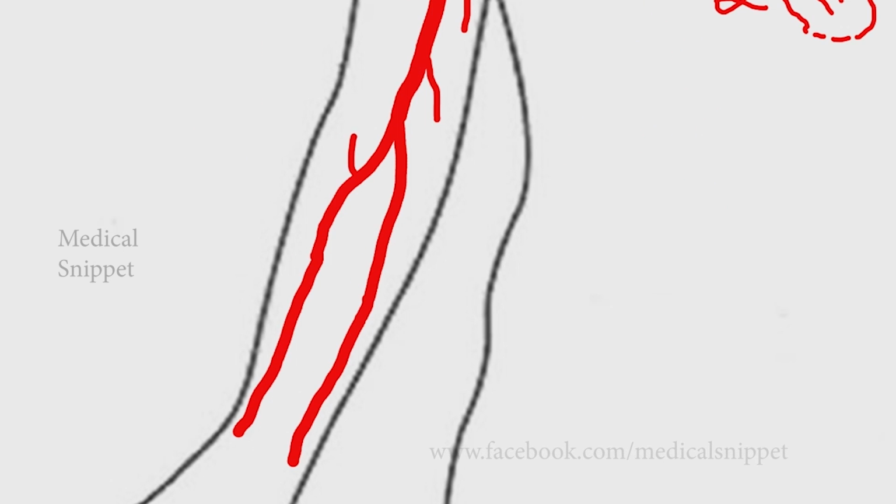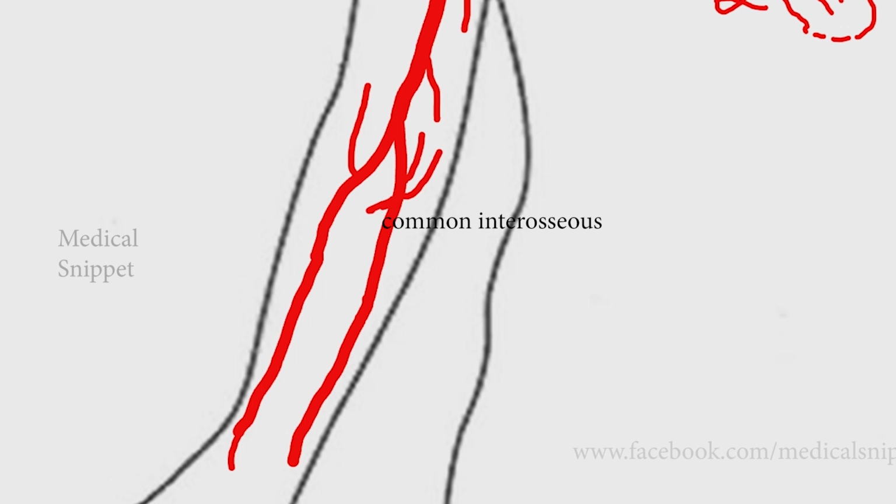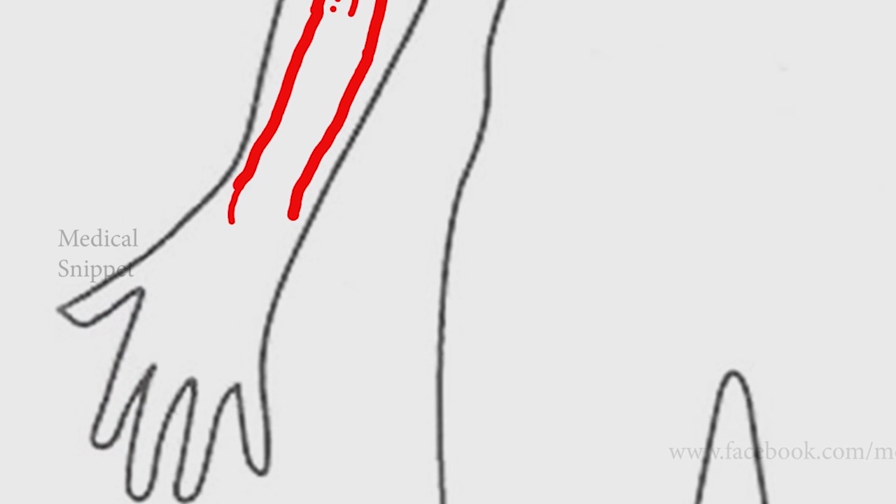The radial artery gives rise to radial recurrent artery and superficial palmar branch. The ulnar artery gives rise to anterior and posterior ulnar recurrent arteries, and common interosseous artery, which gives rise to the anterior, posterior, and recurrent interosseous arteries. The ulnar artery at the wrist divides into superficial and deep branch.